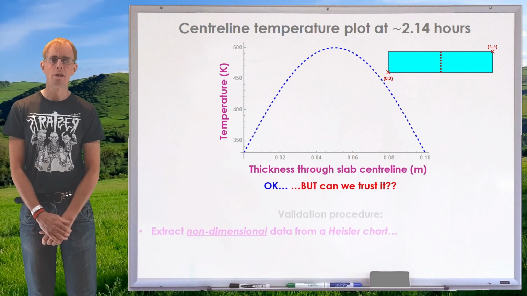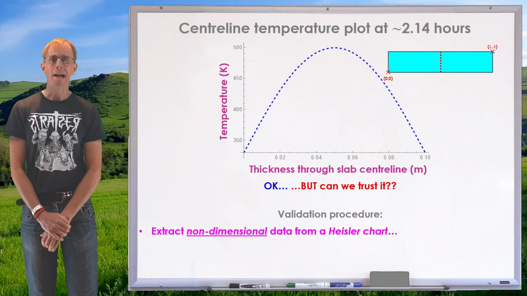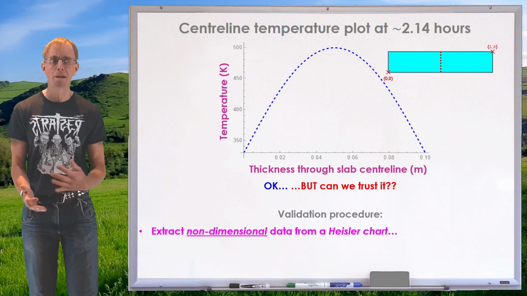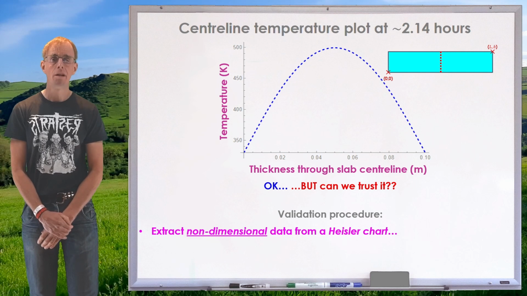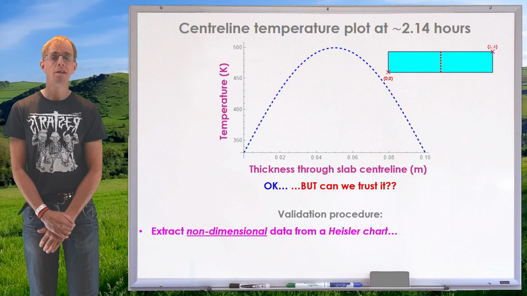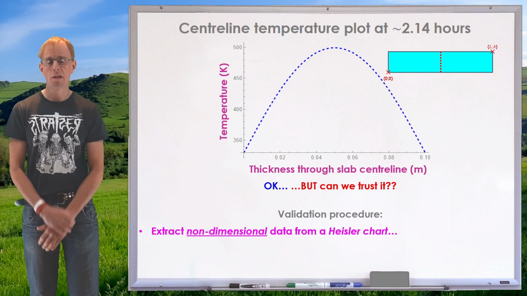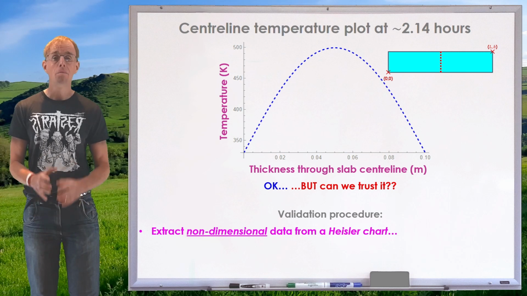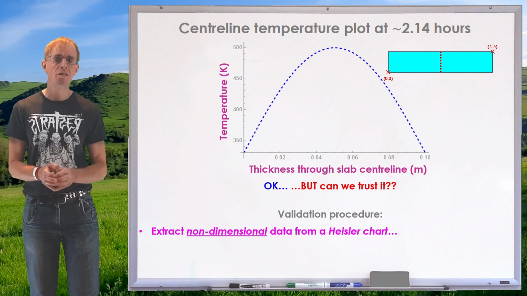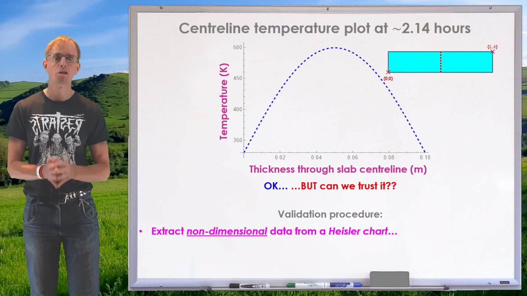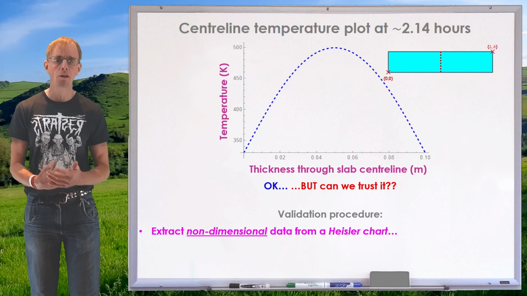Same old question. We need to validate this. So how can we validate it? We somehow need some analytical data or some established data that we can compare this to. What we can do is look in the literature and use something called a Heisler chart. Now I'm going to be talking about Heisler charts in more detail in the next part of this lesson, but they are non-dimensional representations of the solution by separation of variables of the heat transport equation in various geometries. And so they're analytical in origin.